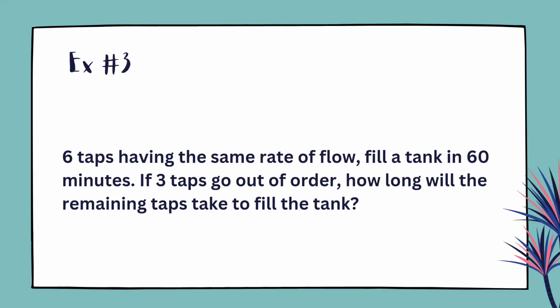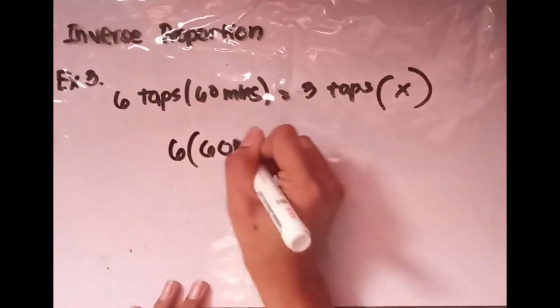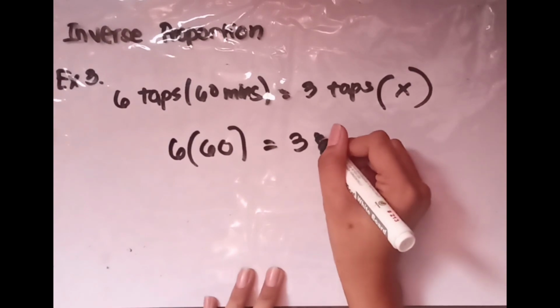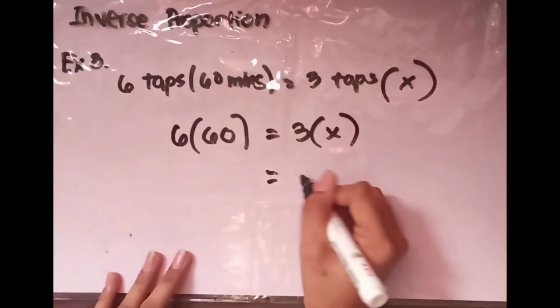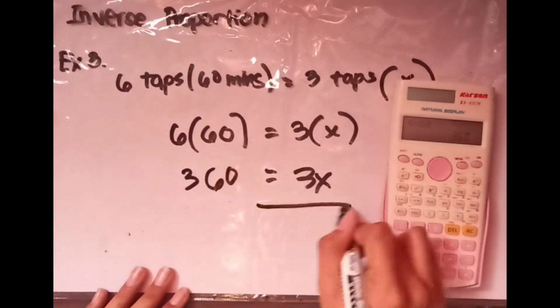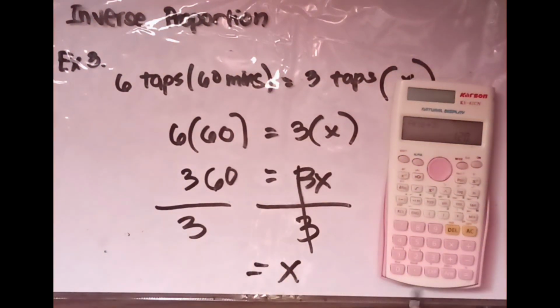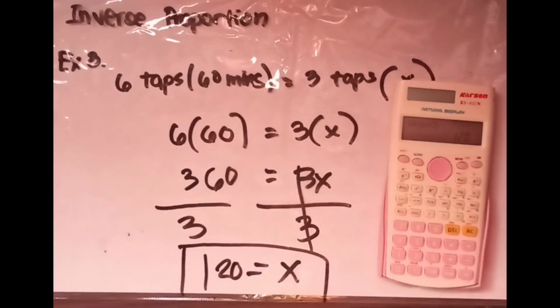For the last example, 6 taps having the same rate of flow fill a tank in 60 minutes. If 3 taps go out of order, how long will the remaining taps take to fill the tank? So we're gonna multiply the number of taps to the number of minutes. 6 times 60 is equal to 360, and 3 times x is equal to 3x. Divide both sides by 3, and the answer is 120.